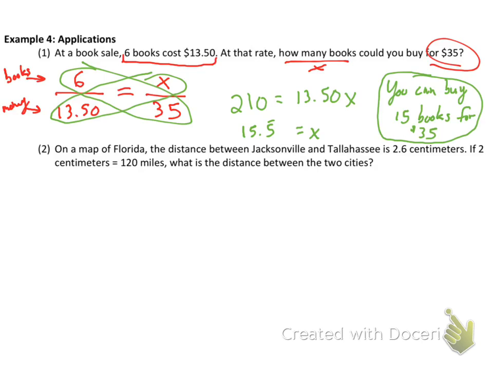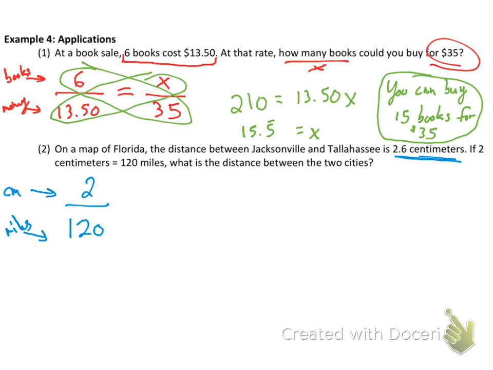Now, the other type of application problem we could use is kind of a scale factor. So when they make maps or model buildings or anything like that, you're using a scale. So on a map of Florida, the distance between Jacksonville and Tallahassee is 2.6 centimeters. If 2 centimeters equals 120 miles, so there is a ratio that I know. Centimeters on top, miles on the bottom. So if 2 centimeters equals 120 miles, what's the distance between the two cities?